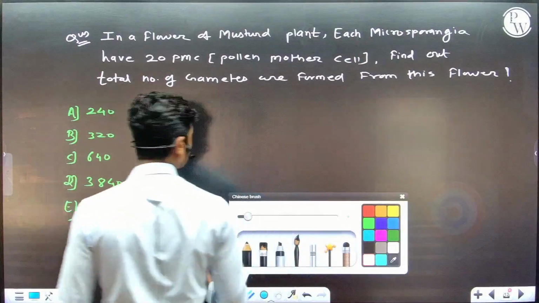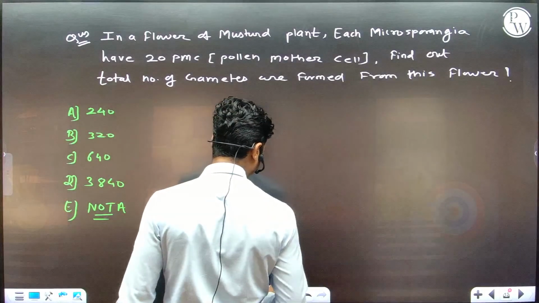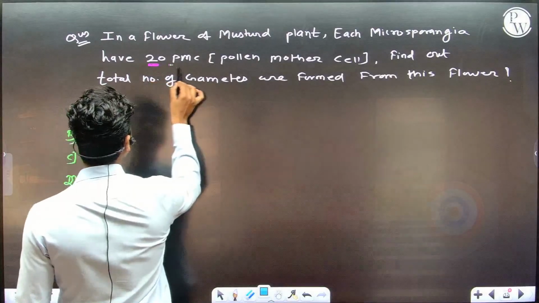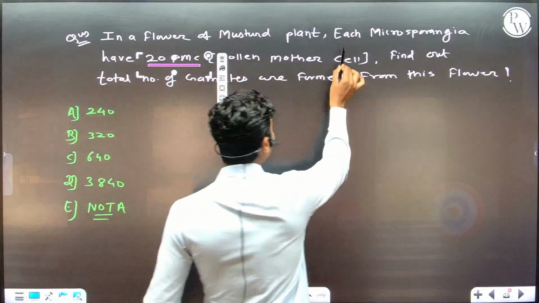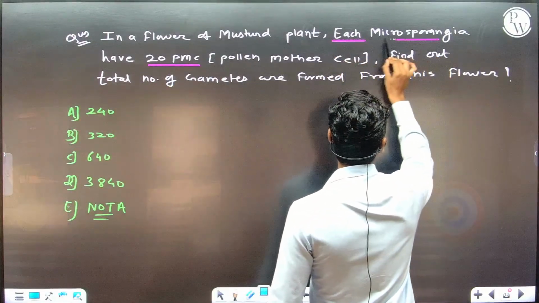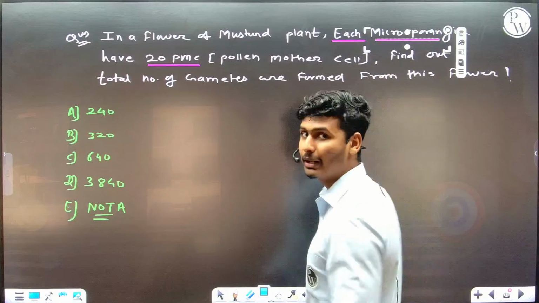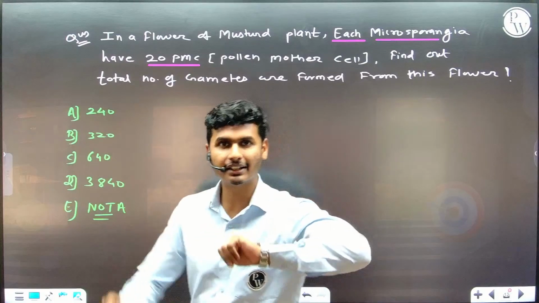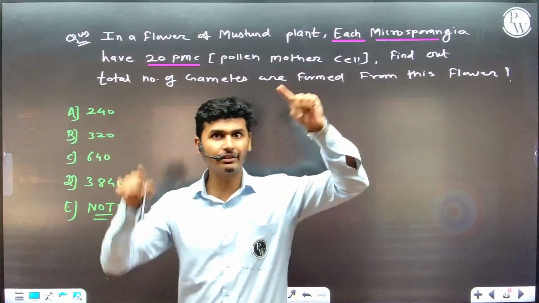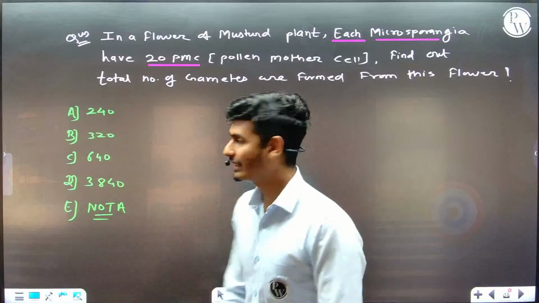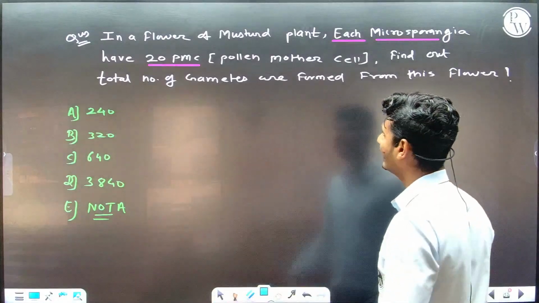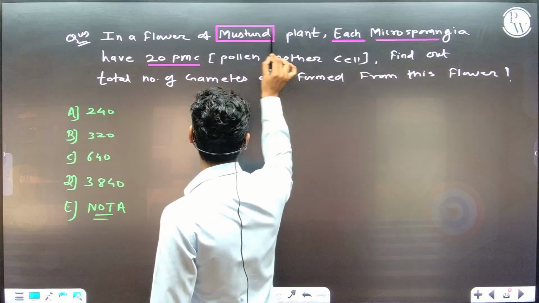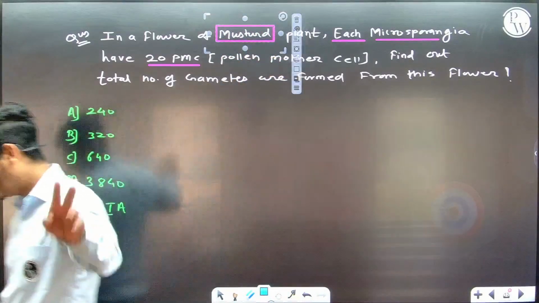Look, they are saying 20 PMC, but where? Each microsporangium. In a dithecous anther, 4 microsporangia are there. So 20, 20, 20, 20 in 4 microsporangia. Second hint, they are talking about the mustard plant. So Brassicaceae family, second hint.